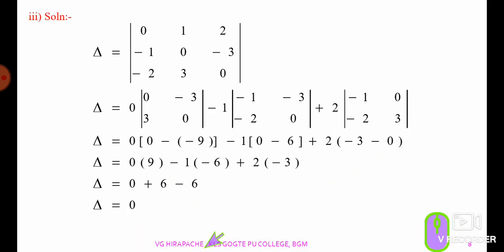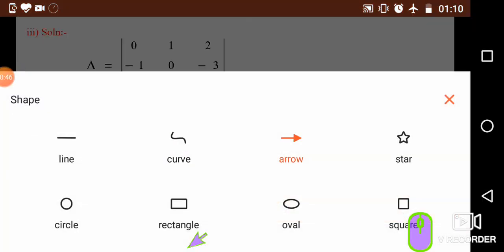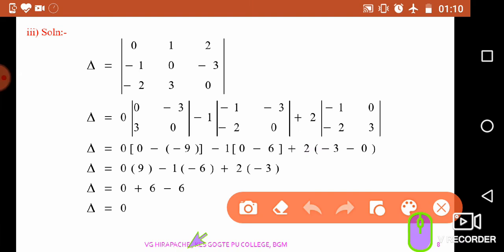Moving to the next question. Let delta be equal to, this is a determinant once again which is of order 3 cross 3. Let delta be equal to the determinant containing the first row 0, 1, 2, second row elements minus 1, 0, minus 3, and the third row elements minus 2, 3, 0.